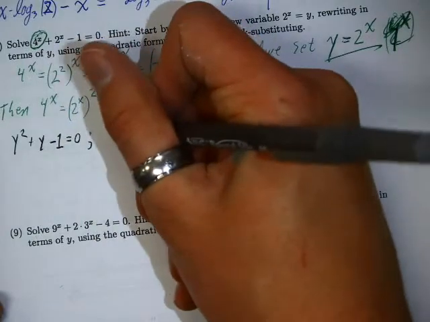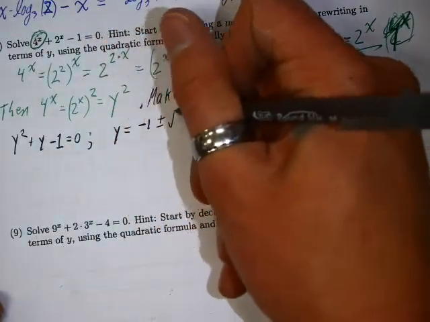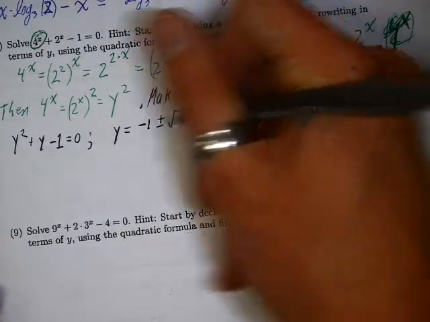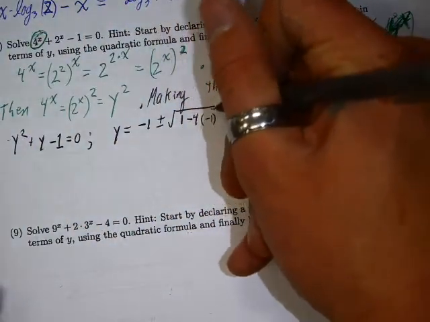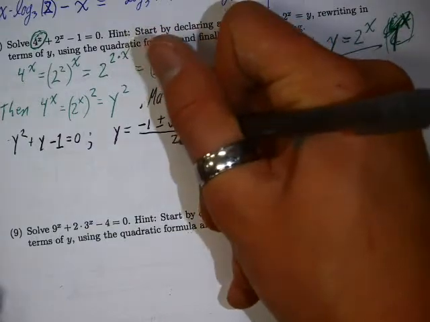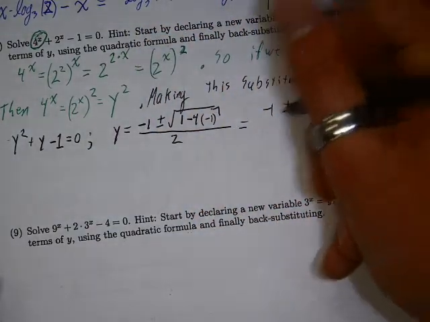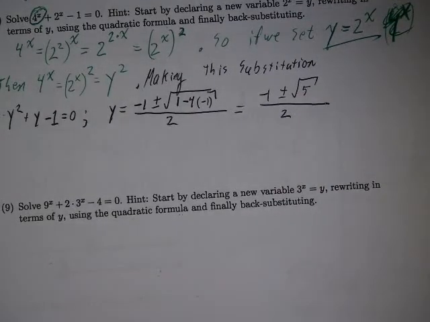So what do we get? We get y equal to negative b plus or minus the square root of b squared minus 4ac, all over 2a. So that's negative 1 plus or minus square root 5, all over 2. Cool. So it looks like y is negative 1 plus or minus the square root of 5 all over 2.